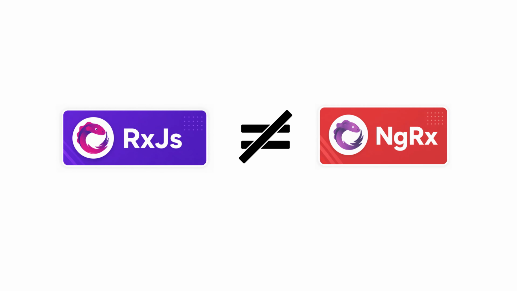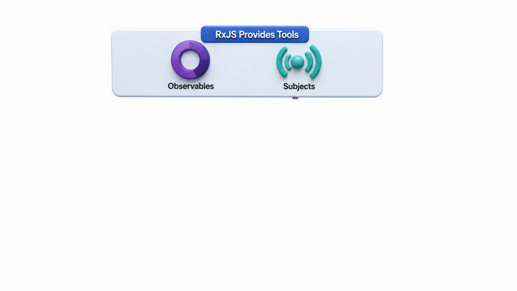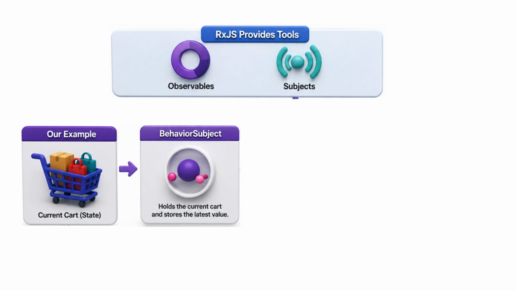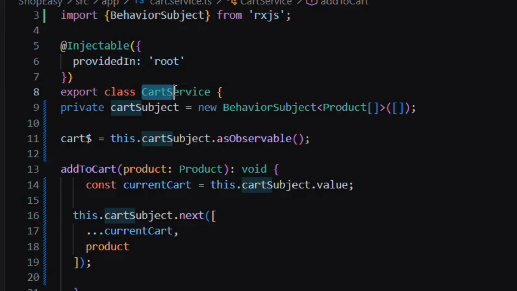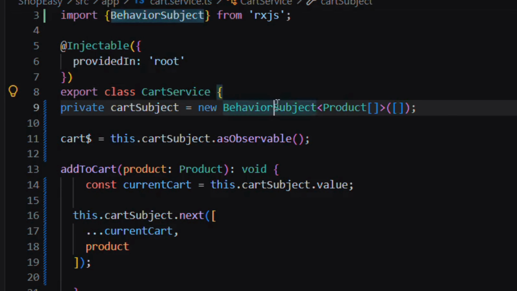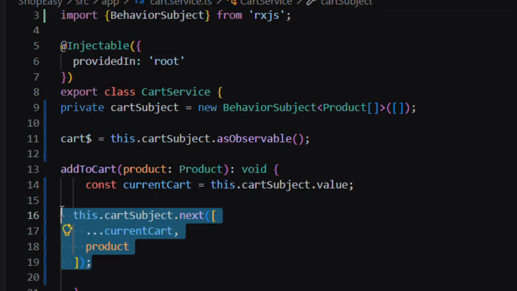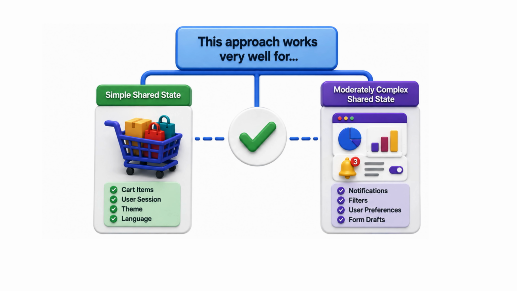Now, there is something important to understand. RxJS itself is not a state management architecture like NgRx. RxJS gives us tools such as observables and subjects, which we can use to build reactive state. In our example, we are using a behavior subject to hold the current cart and an observable to expose that state to components. So we are still using an Angular service. We are simply adding RxJS to make the shared state reactive. And this approach can work very well for simple or moderately complex shared state.